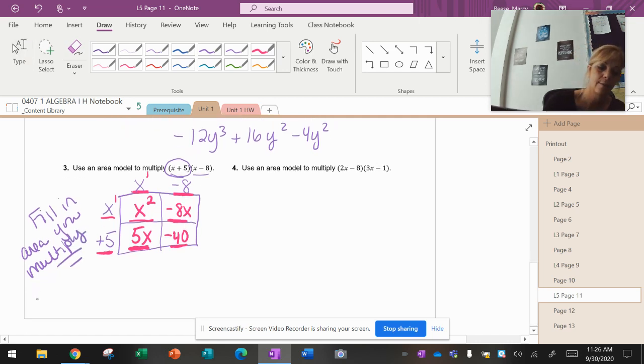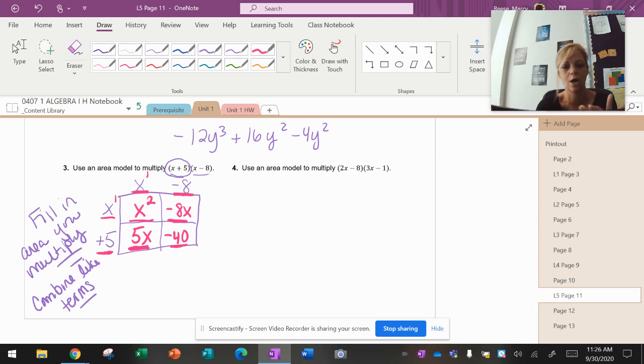And then combine like terms after. Now, when you combine like terms, you do not multiply. Do not. Okay, you're done multiplying. Once that box is filled in, you're done. Now you're going to combine like terms, and if you notice these diagonals, these are like terms. See them? So we're going to do standard form.